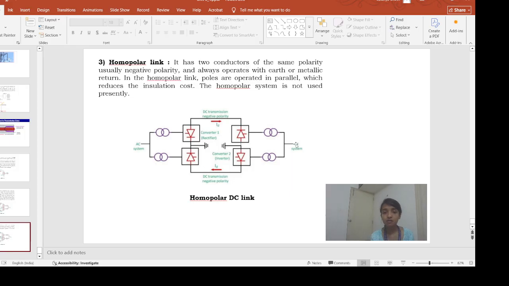The rest of the system is the same. Here we have the AC power. We step up the AC power using the transformer, then give it to the rectifier to convert it to DC. Then it is transmitted through the DC transmission line. Again, that DC is converted to AC using the inverter. Then that AC is stepped down using the step down transformer to make it usable for the consumers.